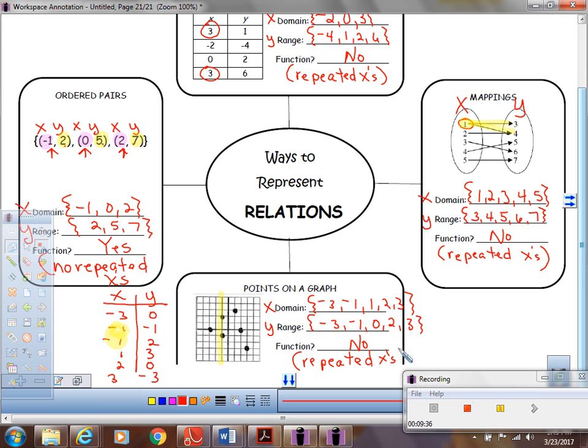Any questions on that? No. Jump right into that. Alright, so that's basically what domain and range are.